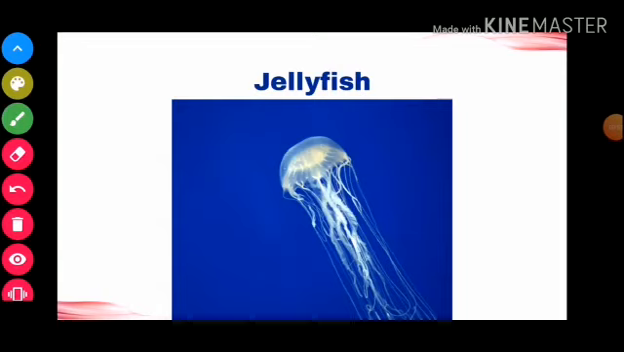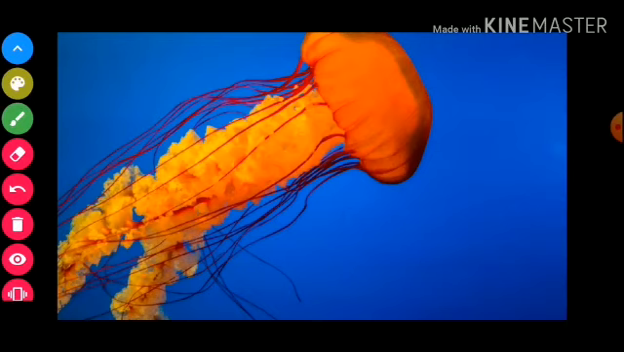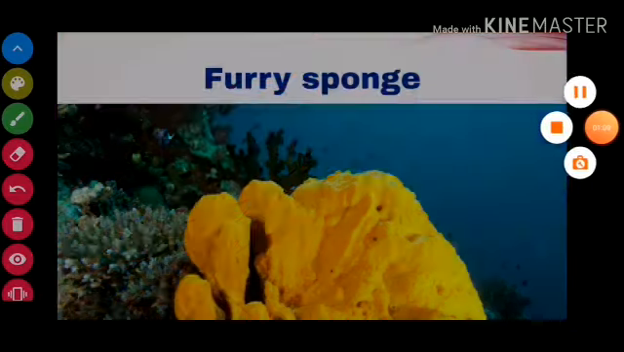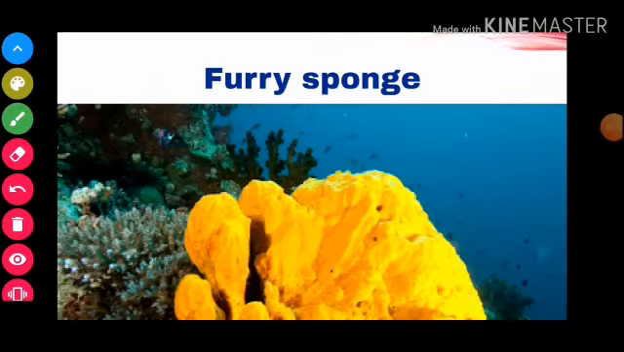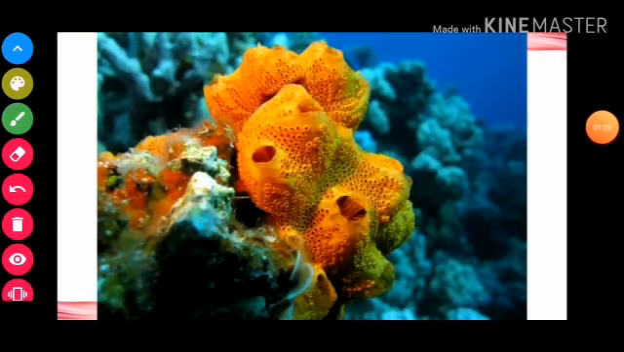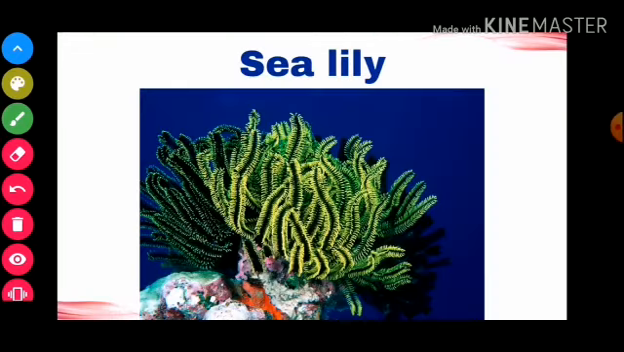Jellyfish وهو قنديل البحر. Another kind of jellyfish. Fairy sponge وهو الإسفنج البحري. Sea lily وهو زنبق البحر.